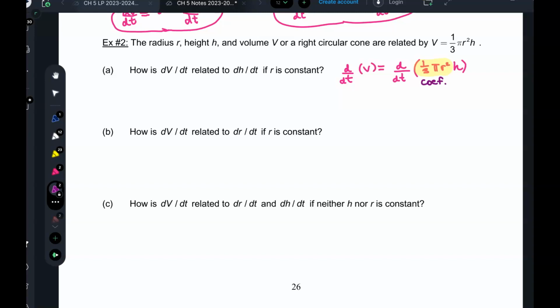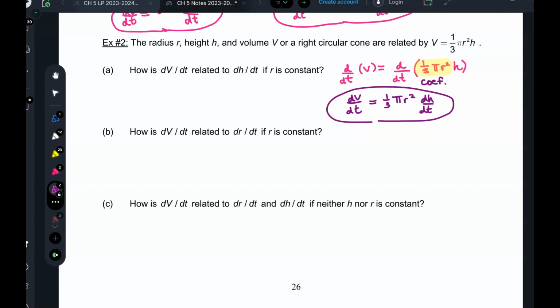We don't know what r is. It could be 10, it could be 2, it could be 3.7. But whatever it is, it's constant. So what's dv/dt going to be? 1/3 pi r squared dh/dt.